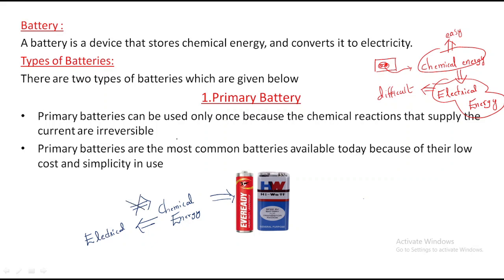The primary batteries can be used only once because the chemical reactions that supply the current are irreversible. Reversing the current is not possible. Once the battery is charged, it is useful one time. In this type of battery, it is not possible to store energy again. Primary batteries are the most common batteries available today because of their low cost and simplicity of use. So generally these are very low cost and simple to use. That's why they are very useful.